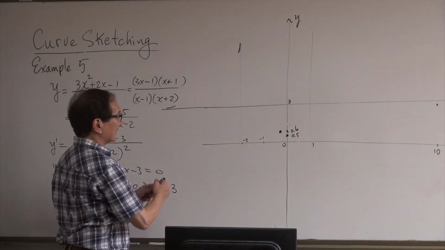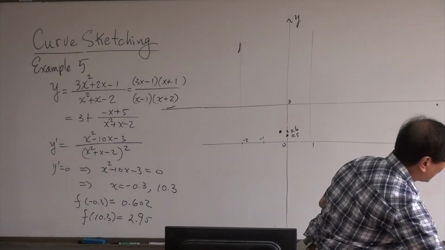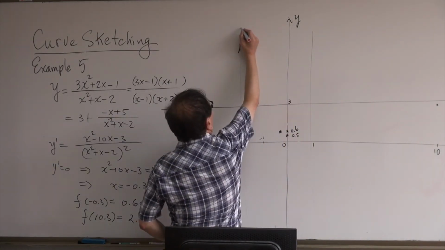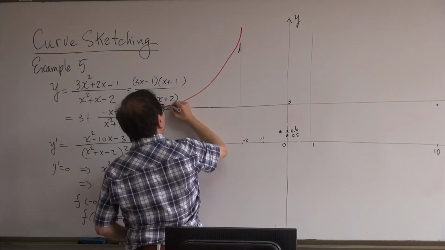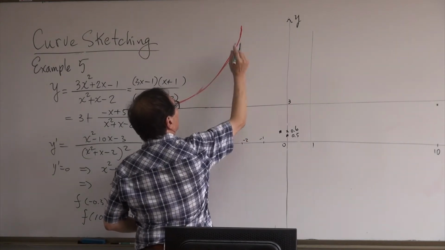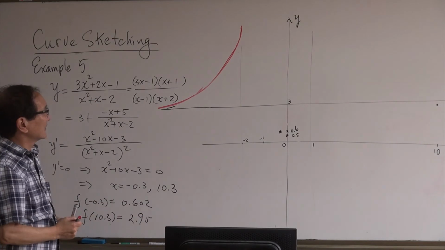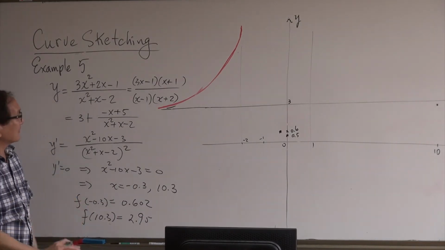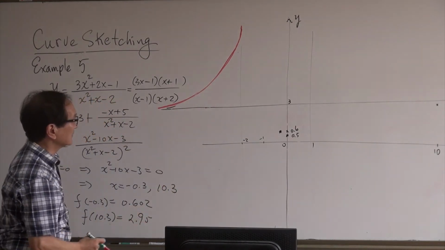Okay, and then nothing between. So I can draw the curve like this. All right, this is the curve. See, analyzed through the asymptote calculation.